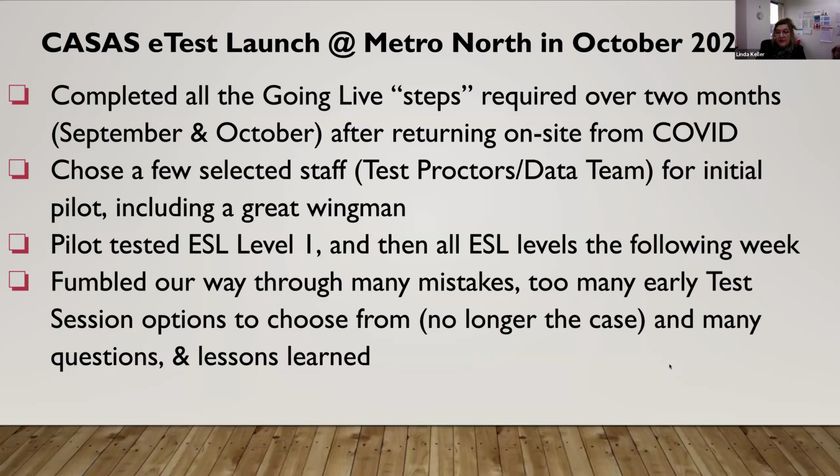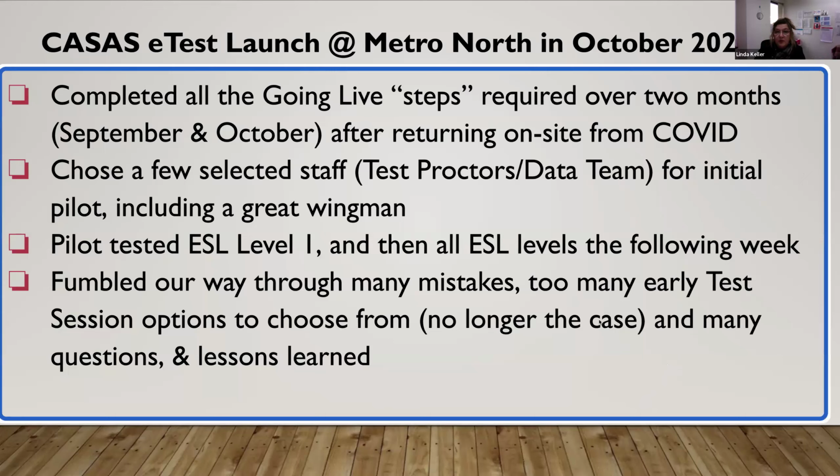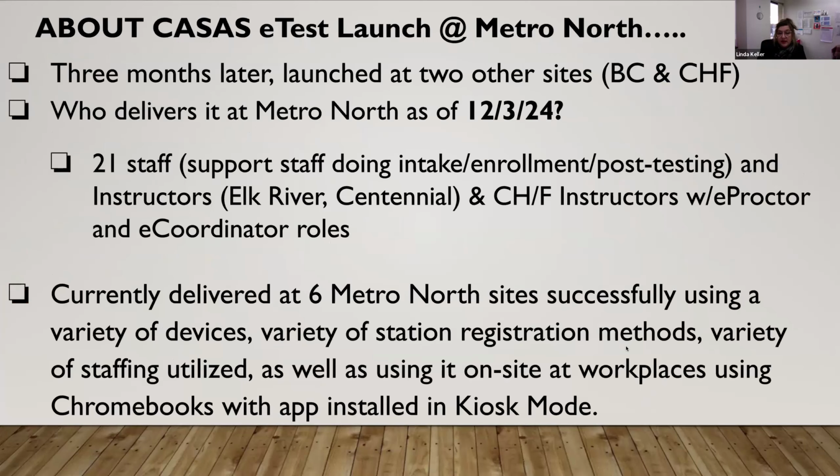So there were a lot of questions. There were a lot of mistakes that we made, but we figured things out. And then once we figured things out at the Blaine location, we ended up moving to the other 2 large sites, Brooklyn Center and Columbia Heights. Our Brooklyn Center site serves about 300 to 400 learners a year. The Blaine location is about 1,000 to 1,200, and so is the Columbia Heights location.